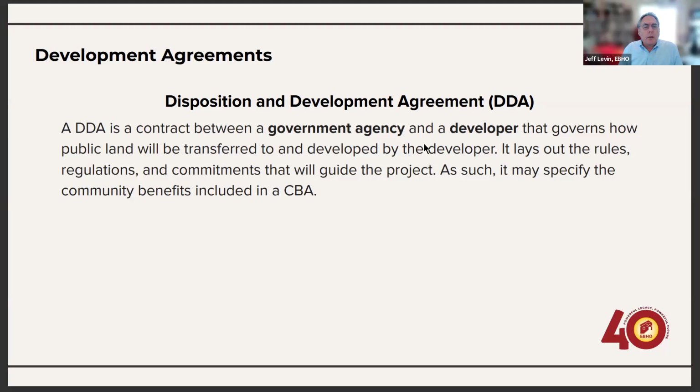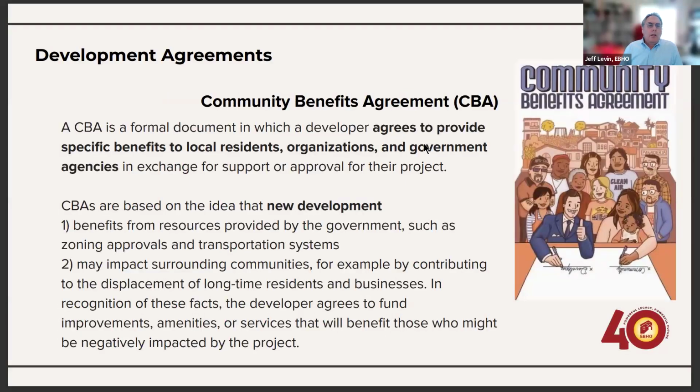Disposition and development agreements can specify community benefits, including those that are included in a community benefits agreement. So a community benefits agreement is a formal document in which a developer agrees to provide specific benefits for the community, to local residents, to organizations, to government agencies, basically in return for support or approval of the project.